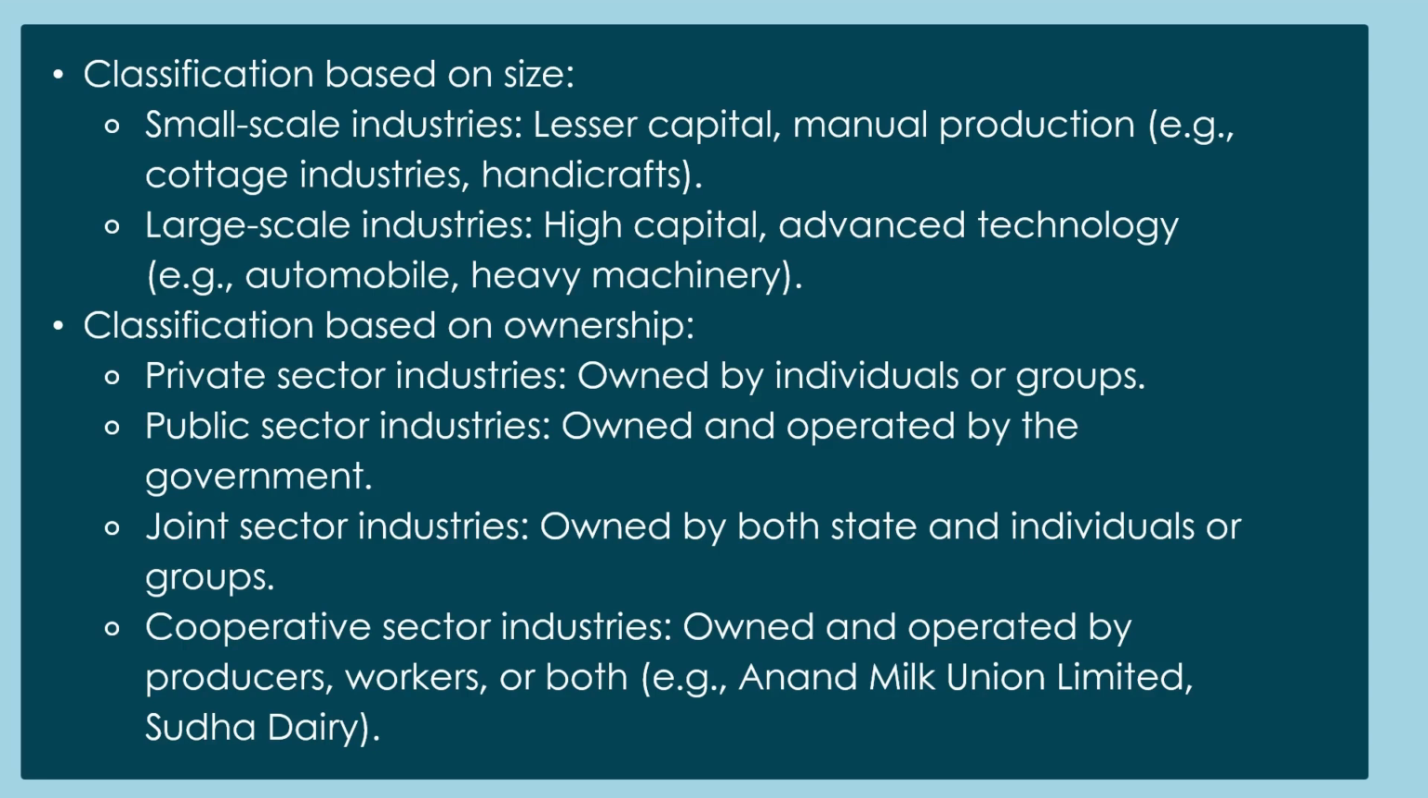Now, classification based on ownership. First one is private sector industries. They are owned by individuals or groups. Public sector industries are owned and operated by the government. Joint sector industries are owned by both state and individuals or groups. The fourth one is cooperative sector industries. They are owned and operated by producers, workers, or both. For example, Anand Milk Union Limited and Sudha Dairy.